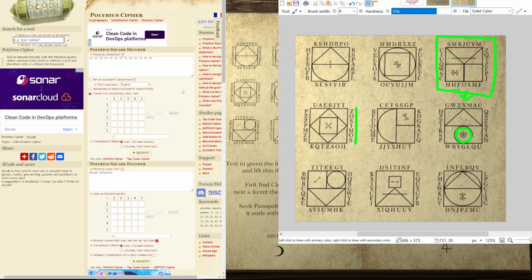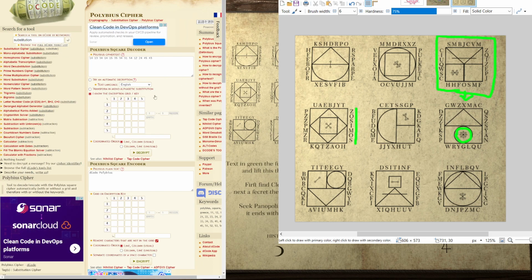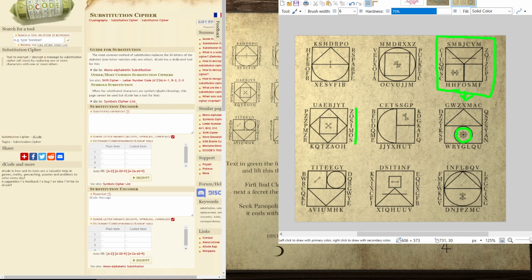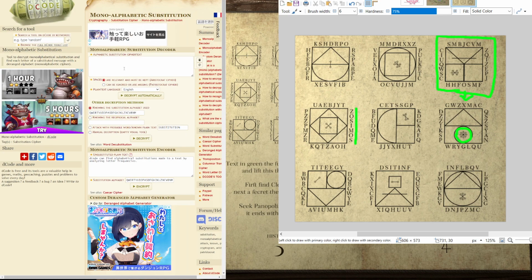Substitution. Substitution cipher, here we go. One alphabetic substitution cipher. And we think it goes GWZXMA. Oh, sorry. No, we do think GWZXMAC. Oh, excuse me.